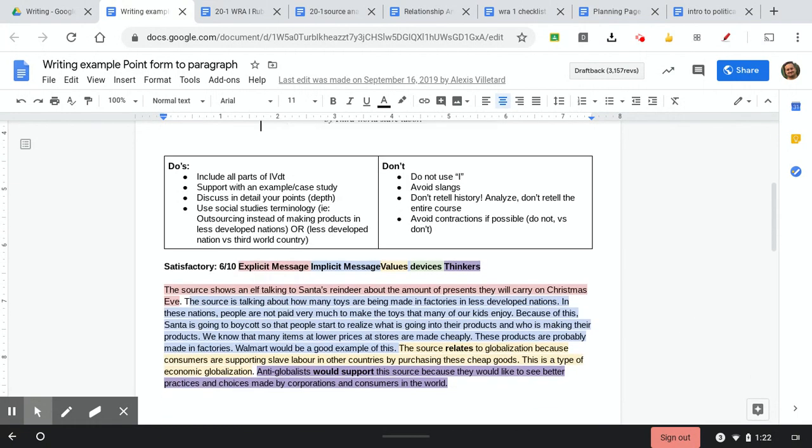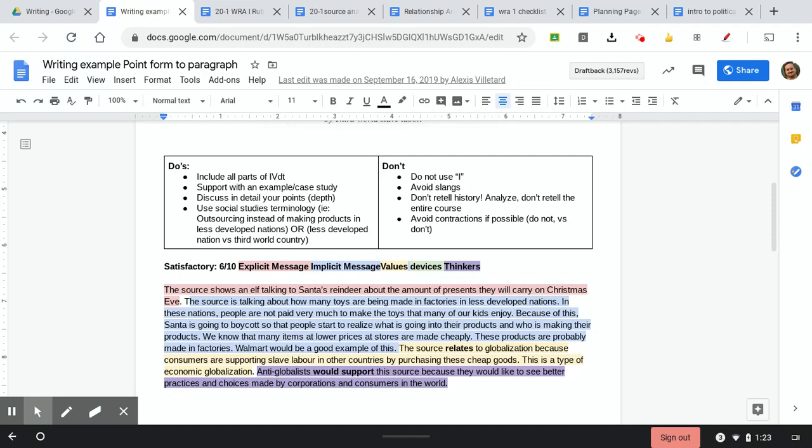So the source shows an elf talking to Santa's reindeer about the amount of presents they will carry on Christmas Eve. The source is talking about how many toys are being made in factories in less developed nations. In these nations, people are not paid very much to make the toys that many of our kids enjoy. Because of this, Santa is going to boycott so that people start to realize what is going into their products and who is making their products.